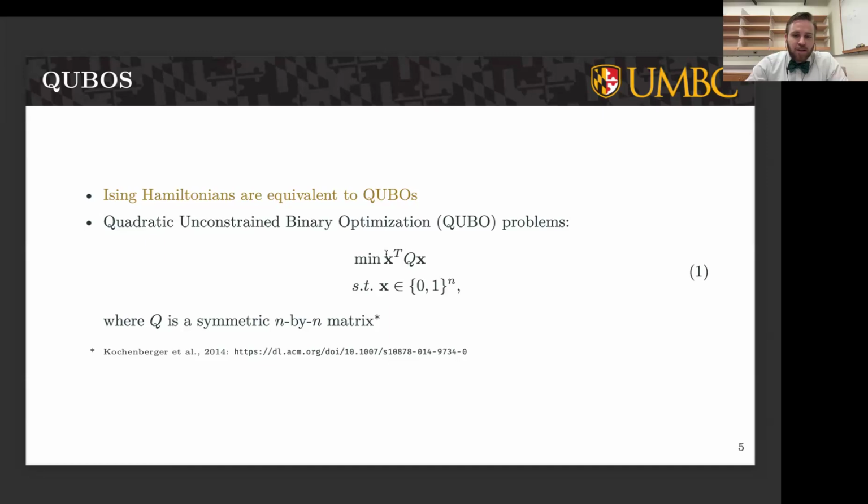So a QUBO is a problem of the following form. We need to minimize X transpose QX, where Q is some symmetric n by n coefficient matrix, and X is a binary vector. And so we have a number of variables that can be on or off, and we have to figure out the optimal assignment to minimize the total cost of this multiplication here.